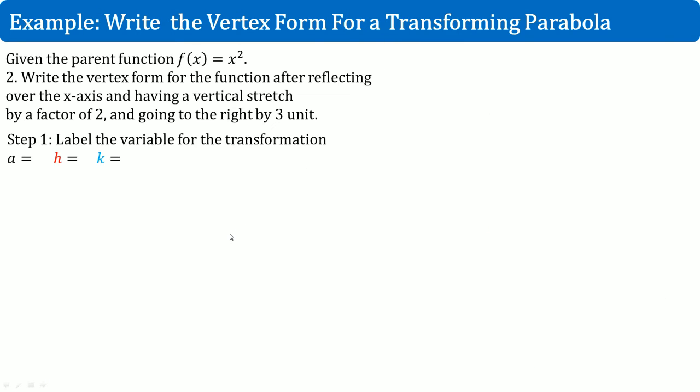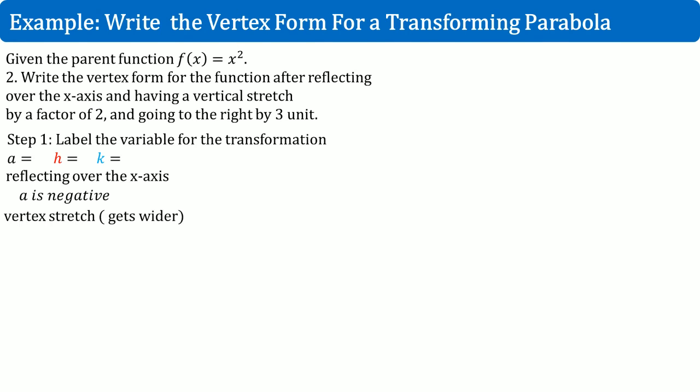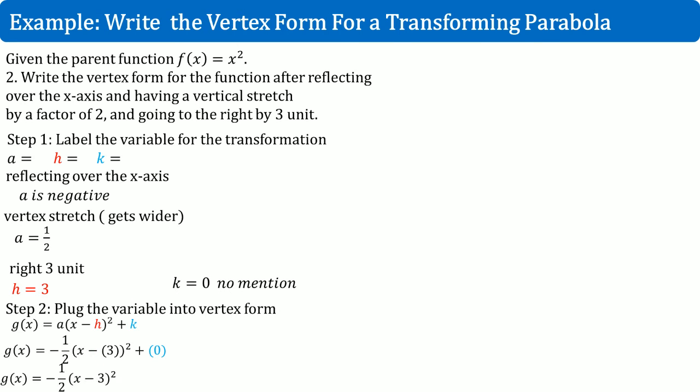All right. Label. Your reflect is when a is negative. Vertical stretch. Your a equals 1/2 because vertically stretch is when a is a fraction in between 1 and 0. Right 3 is h equals 3. And substitute it in. There you go.